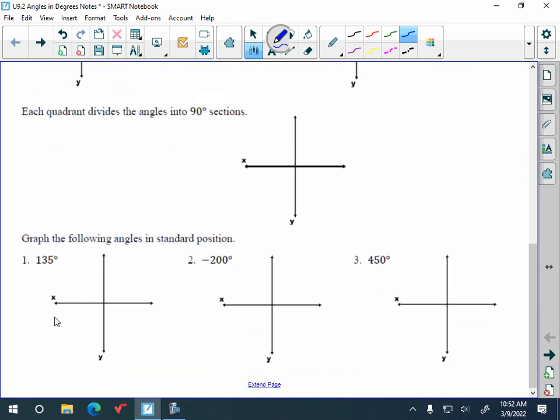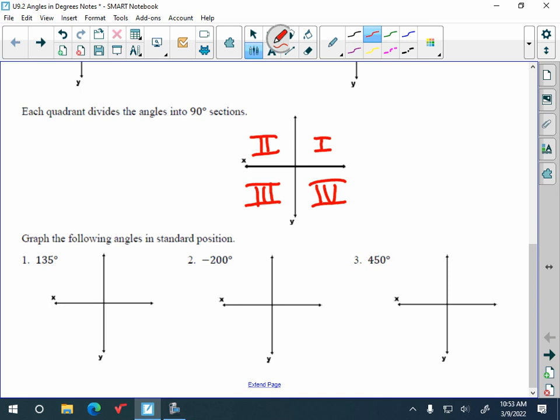We also need to know the quadrants of the x and y axis, because the angle is going to fall in one of those four quadrants. When we number the quadrants, we go in the counterclockwise direction. So this is always quadrant 1, this is quadrant 2, and we usually use Roman numerals, quadrant 3, and then quadrant 4. The quadrants will never move. It doesn't matter if we're talking about a positive angle or a negative angle, the quadrants always stay 1, 2, 3, 4 in the counterclockwise direction.